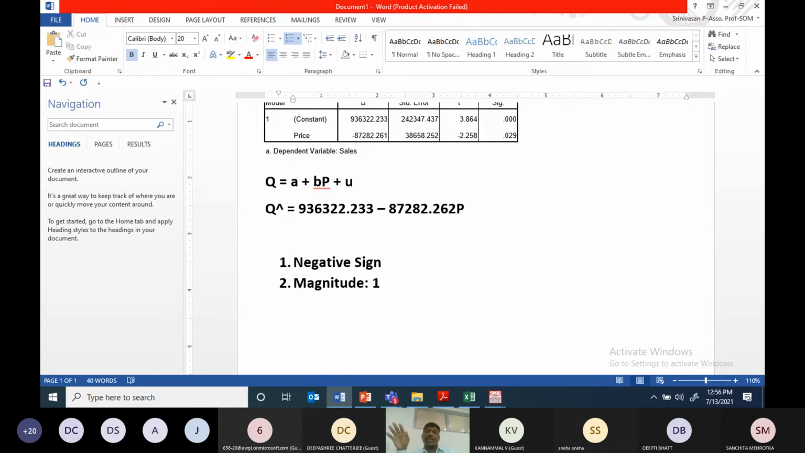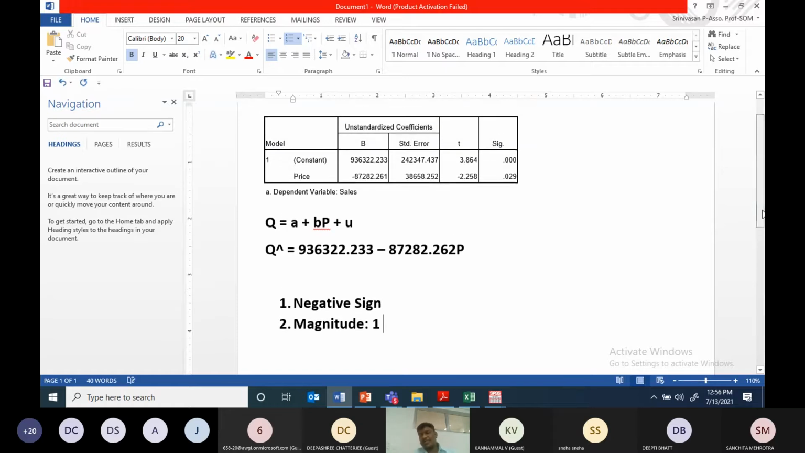Don't go for the unit here, because what is the unit of measurement for the price variable? Rupees, right? Correct. So, 1 rupee, this is the way of writing the interpretation.